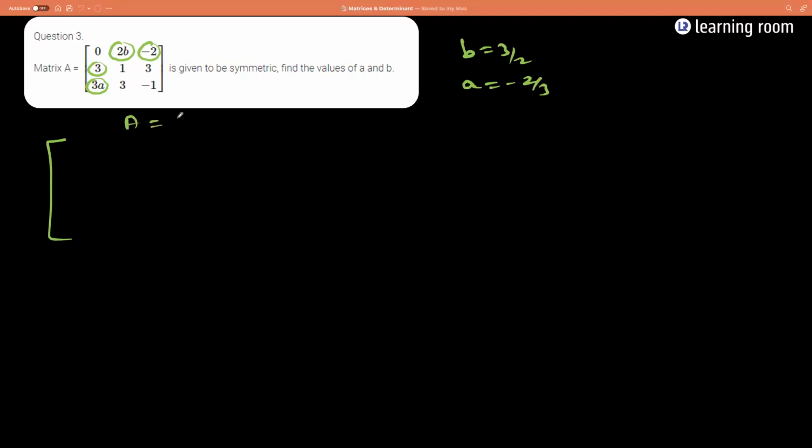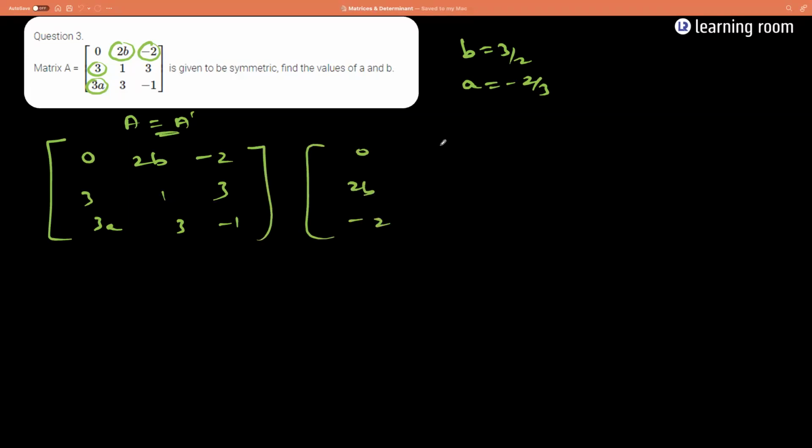So what is the condition for symmetric? A is equal to A transpose. So A is the same thing. A transpose is going to be [0, 2b, -2; 3, ...]. So equating, 2b will be equal to 3. Similarly, -2 will be equal to 3a. Simple.